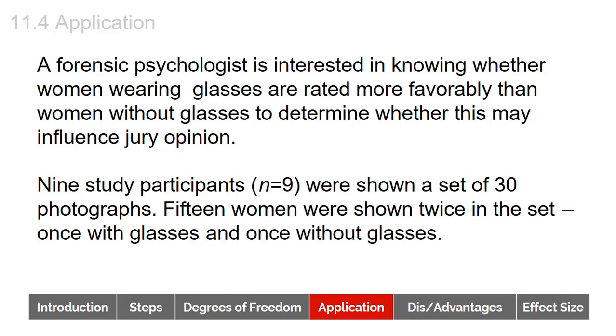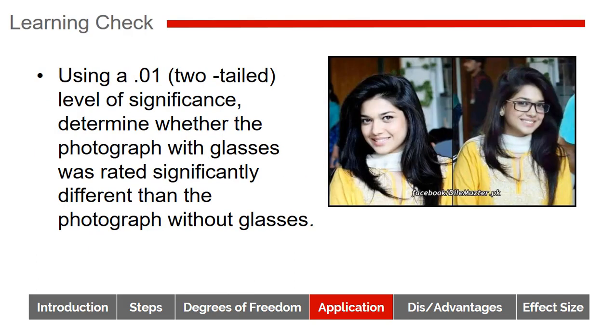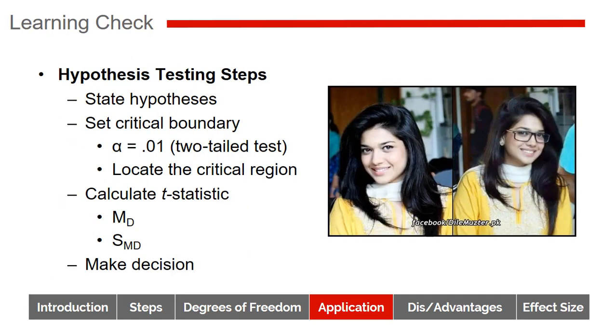without glasses. So we're going to use a 0.01 level of significance test, two-tailed, to determine whether the photograph with glasses was rated significantly different than the photograph without glasses. So we are going to follow the same 4 steps of hypothesis testing that we've been doing all along. We're going to start by stating our hypotheses. We're going to set a critical boundary, which we actually already had, alpha 0.01 for a two-tailed test. We're going to locate where our critical region will be for this two-tailed test. We're going to calculate our t-statistic, and we'll make a decision.